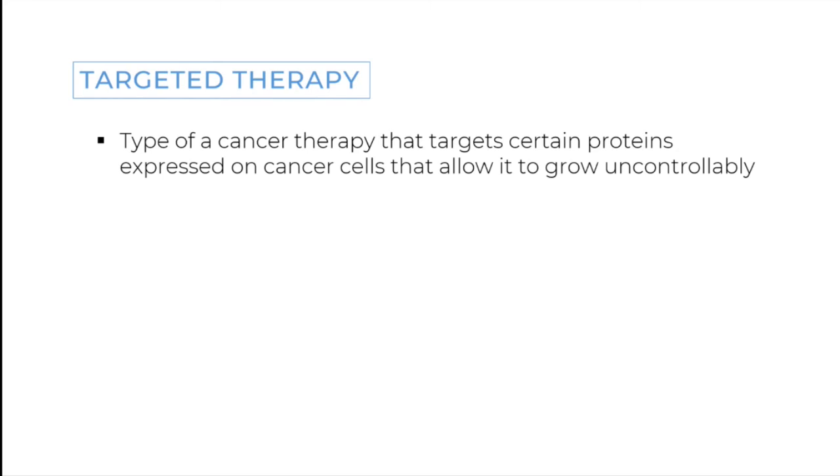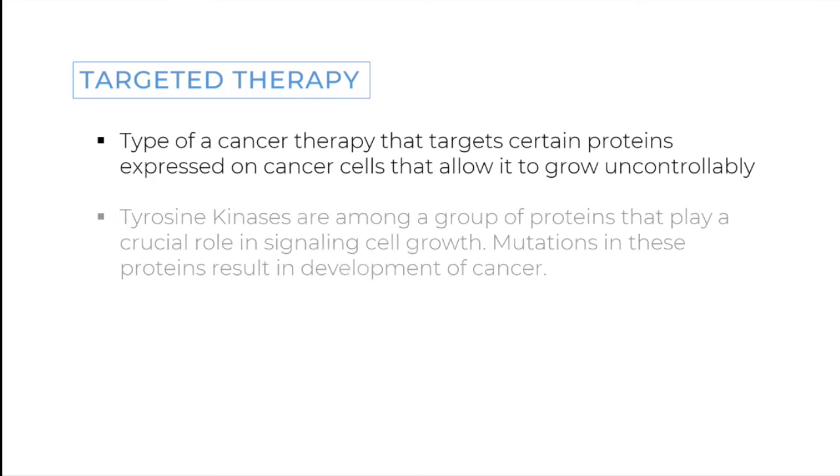What targeted therapy does is attack those specific proteins, preventing those proteins from signaling downstream and communicating with the cell's DNA to continue to grow and proliferate. A group of proteins is referred to as tyrosine kinases, or TKs.